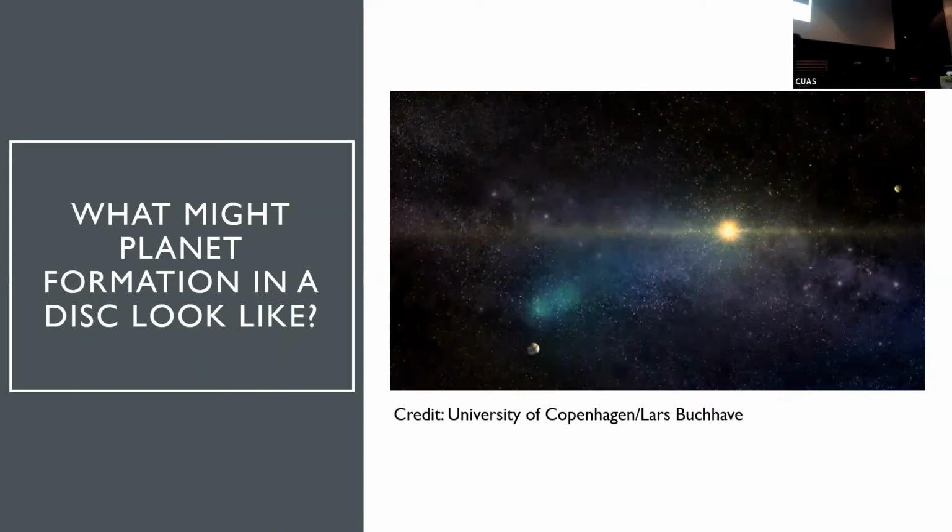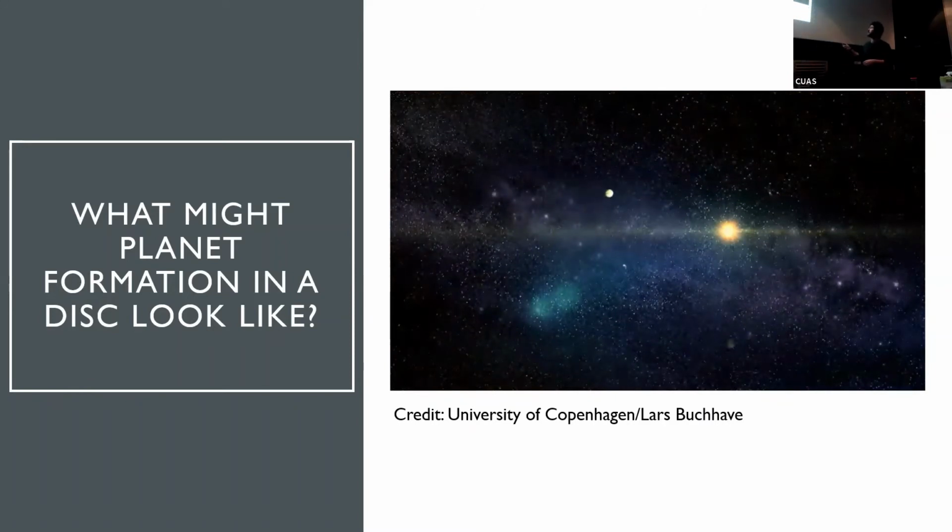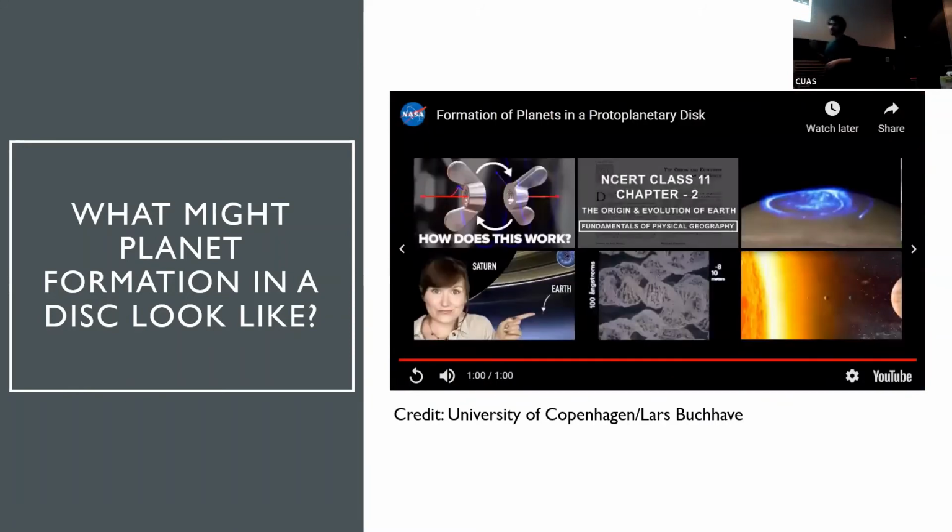Okay, and this is probably how planet formation might look if you were able to go to a protoplanetary disk and sit there for 10 million years. This is probably what you'd end up seeing. Unfortunately, we don't quite have that much time. So what we have to do is look at stars at different ages to understand that that's what's happening.